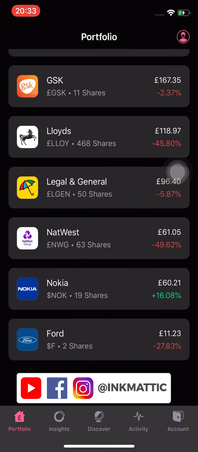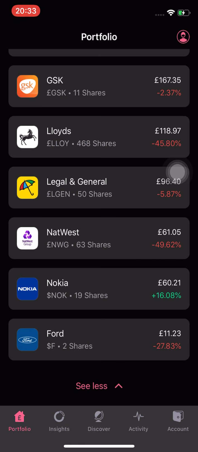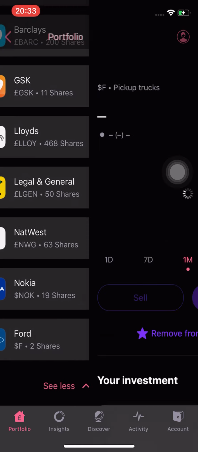I'm not too worried about it, because I do think, again, Nokia is going to be something that I'll hold for the long haul, and some of the positions that I sell on Freetrade will probably go into Nokia. That's my thought on it.